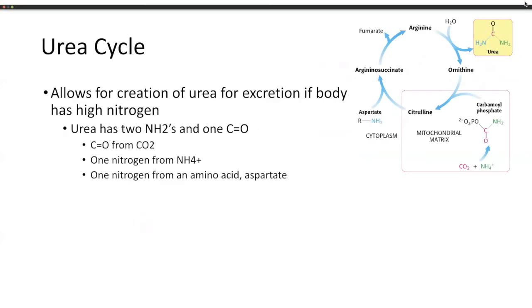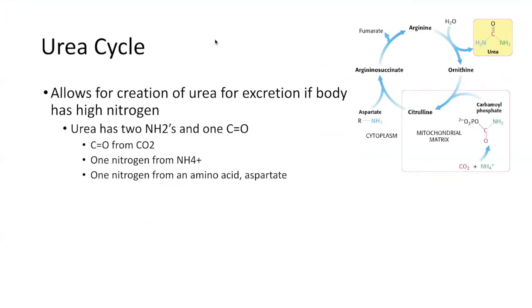So now a more critical part of the nitrogen cycle is the so-called urea cycle. And I like to think of this as the pathway to get rid of nitrogen. So think about it this way. If you eat too much protein, you'll have too much nitrogen in your body, and we need to get rid of it.